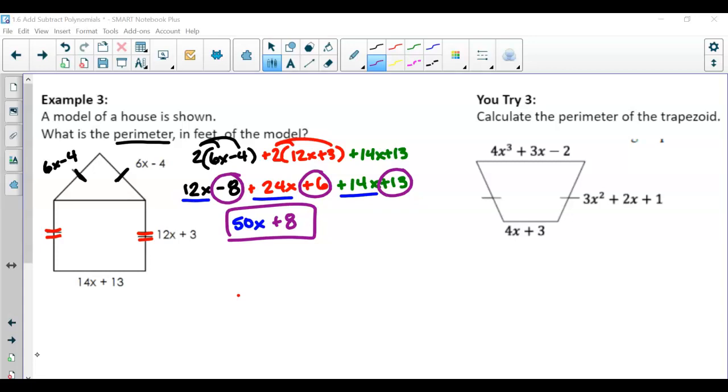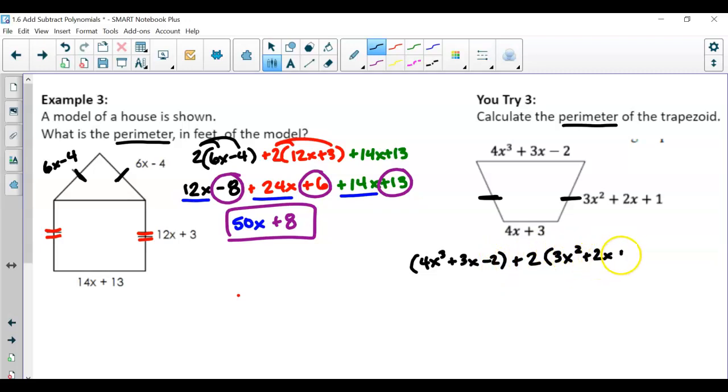And here we go. So notice again, you're finding the perimeter of the trapezoid. Perimeter, adding up all 4 sides. Notice how here we do have this one hash mark that represents this polynomial. And this side here also has this hash mark, which means they are congruent. So we are going to double the 3x squared plus 2x plus 1. So we are combining 4x cubed plus 3x minus 2, plus we're going to double the 3x squared plus 2x plus 1. Then add our last and final side, 4x plus 3.